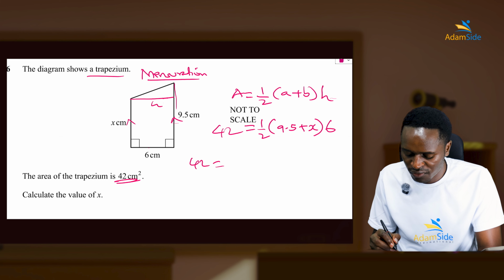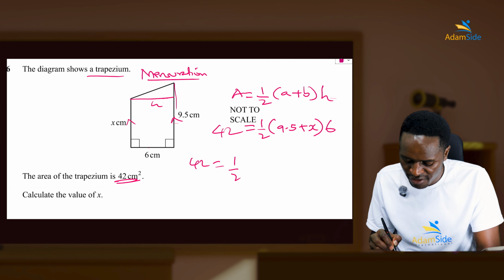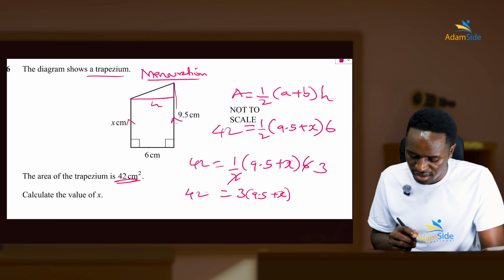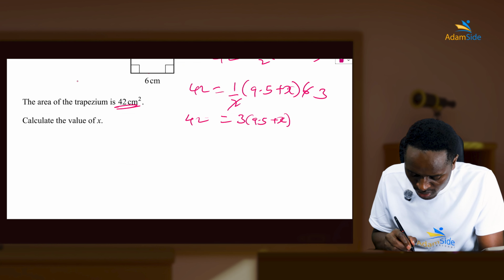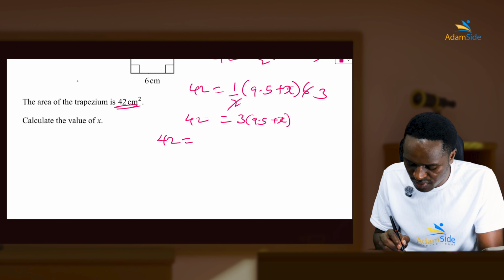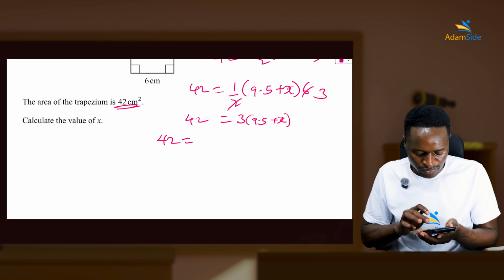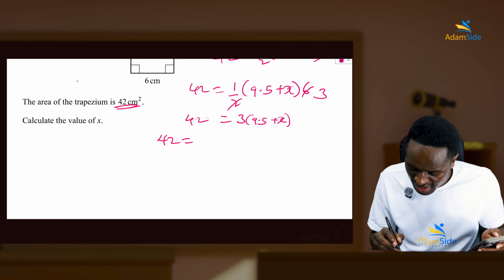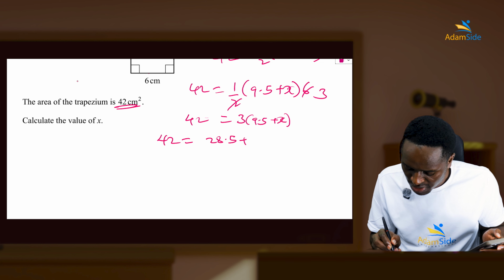So 42 square centimeters is equal to a half into (9.5 plus X) times 6. A half of 6 is 3. Therefore, 3 into (9.5 plus X) is equal to 42. And then what do you do? You say 42 is equal to 3 times 9.5, plus 3 times x. 9.5 times 3 is 28.5, plus 3x.